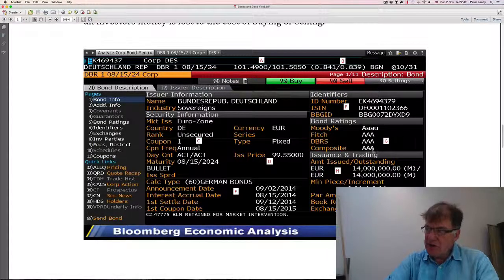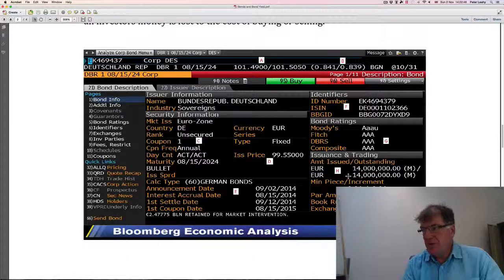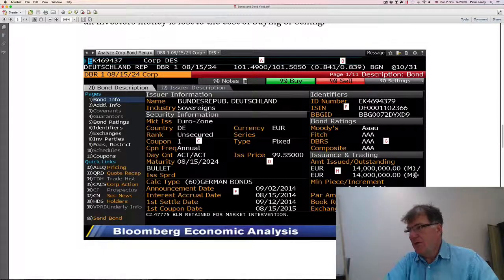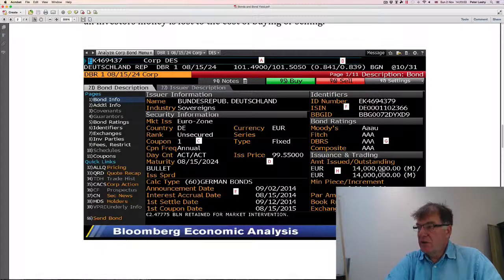Next to the marker H, I also point to the size. You can see this is a 14, well, it shows 14 million there, and then the letter M at the end. That indicates 14 million thousands. M is millions in the case of bond markets. So that's a total issue amount of 14 billion euros. So a pretty large bond issue.